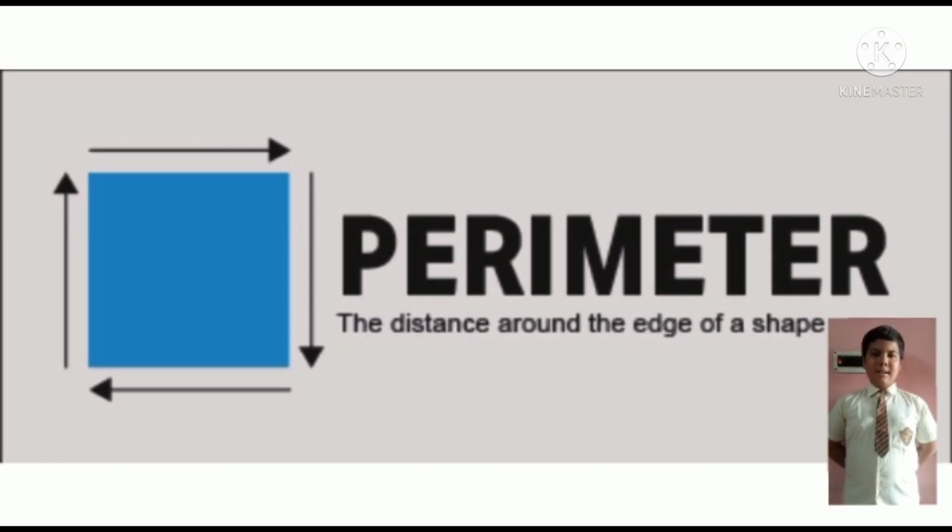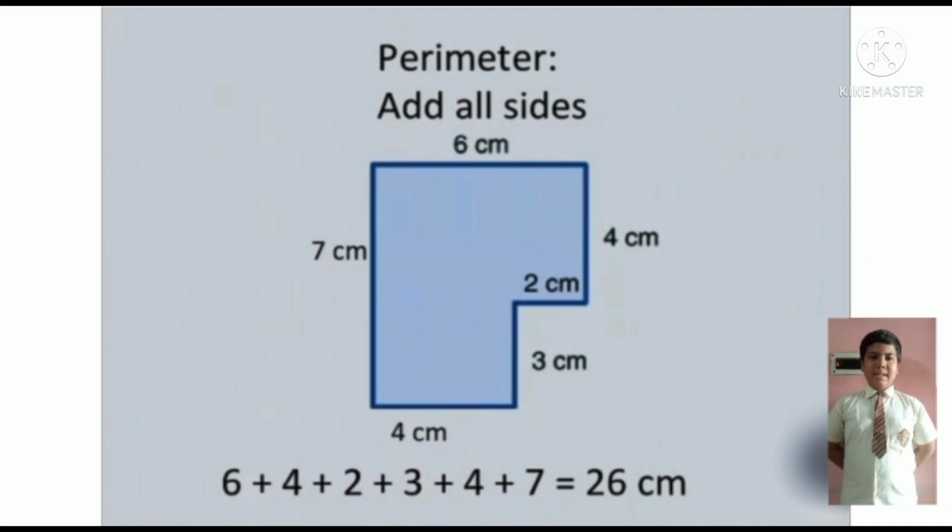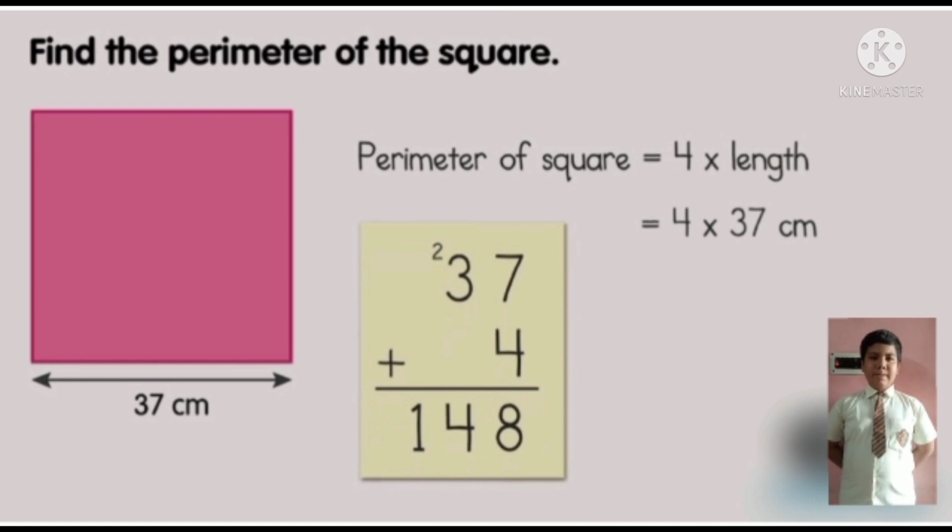Perimeter and area. Perimeter is the distance around the edge of a shape. Basically, it is the boundary line of the shape. We can find the perimeter either by adding the sides of a shape or by using formulas. The formula to find the perimeter of a square is side into 4.